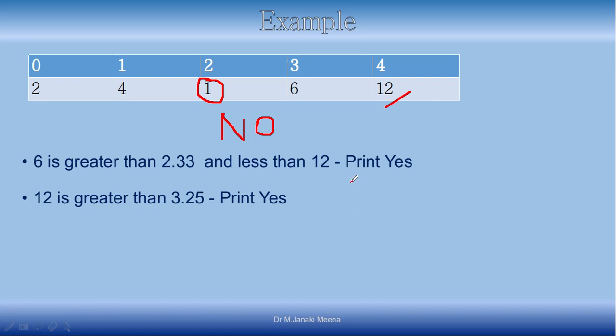So we have to print yes. Now consider the last element. For the last element there is no next element, so we need not do a comparison at all. We have to only compare whether this number is greater than the average of the elements that occur before it. So when you look at it, 12 is greater than the average of those elements, which is 3.25, so we have to print yes.